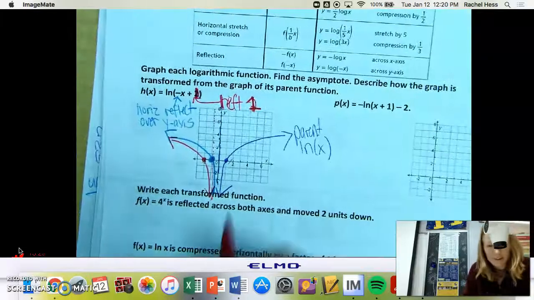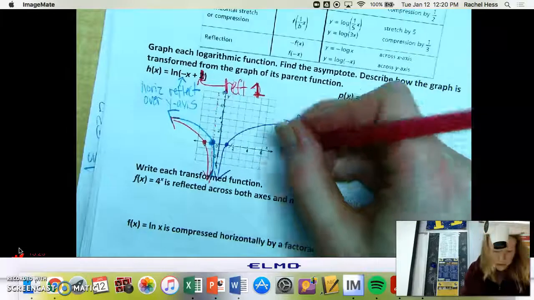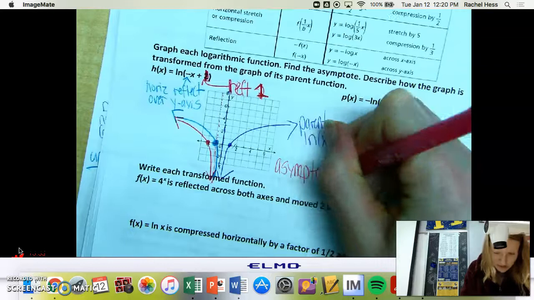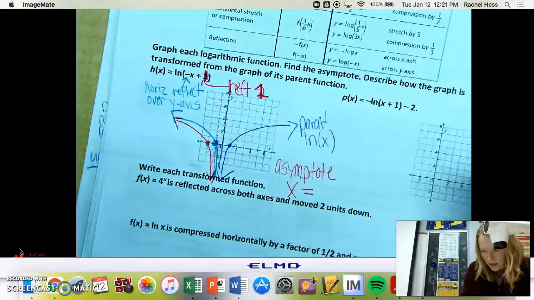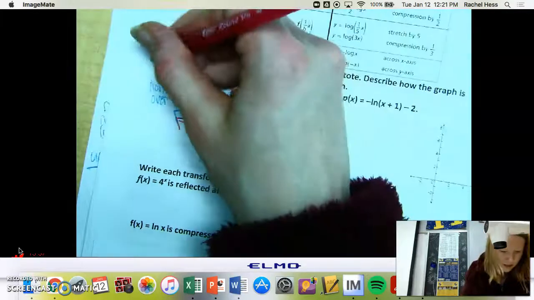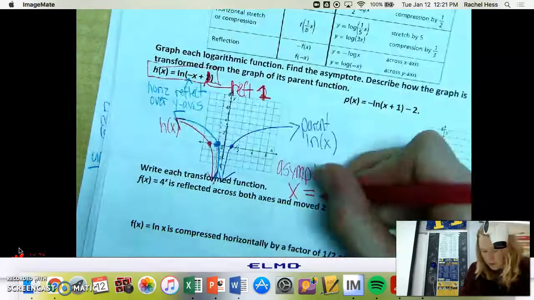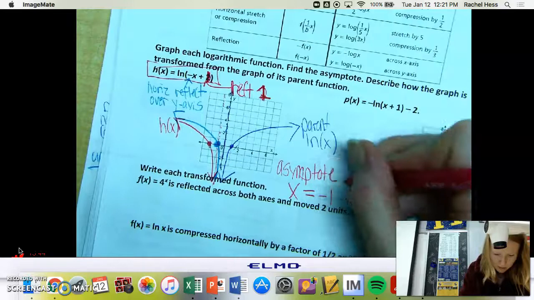So for moving left 1 spot, our new asymptote, since this time it's vertical, it's going to be x equals, and of our transformed function h of x, which is in red, our new asymptote is going to be x is equal to -1.